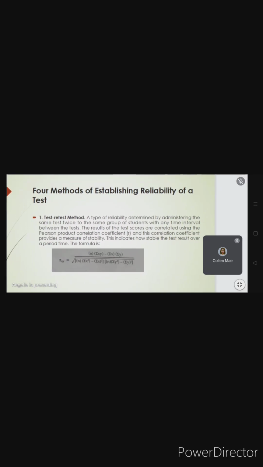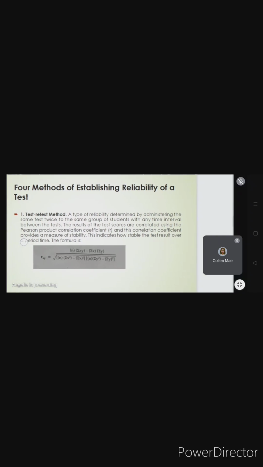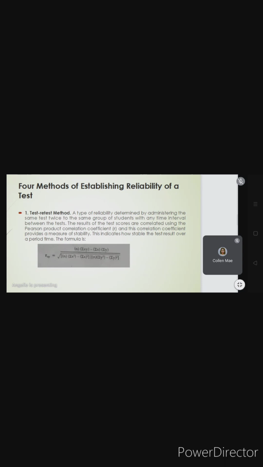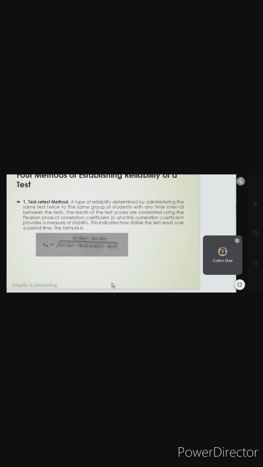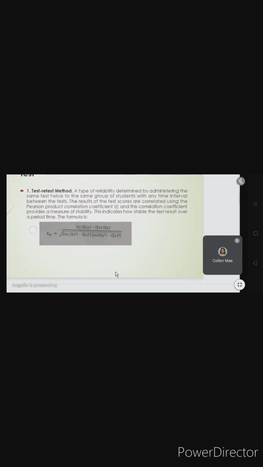The first is the test-retest method, a type of reliability determined by administering the same test twice to the same group of students with any time interval between the tests. The test scores are correlated using the Pearson product correlation coefficient, or r, and this correlation coefficient provides a measure of stability that indicates how stable the results are over a period of time. So first is the formula.